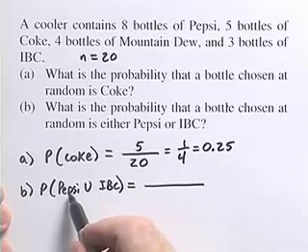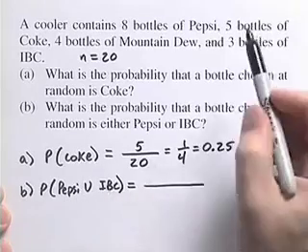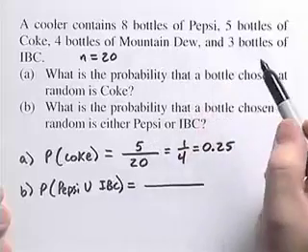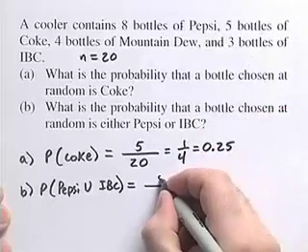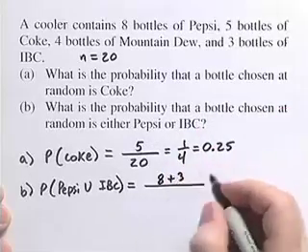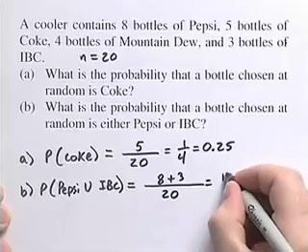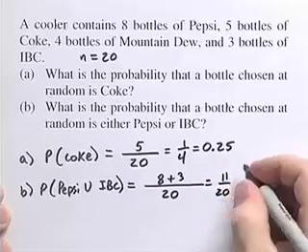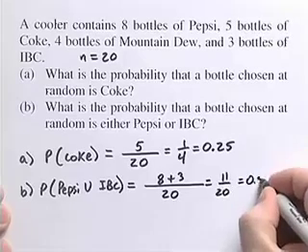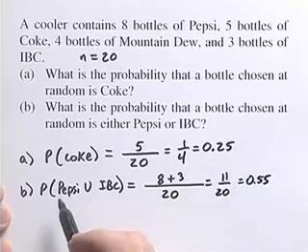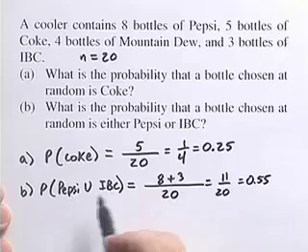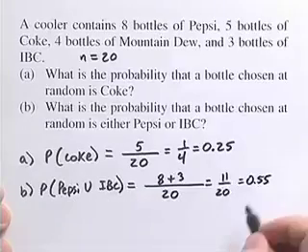So we just add up the number for Pepsi and the number for IBC. There are 8 bottles of Pepsi, and there are 3 bottles of IBC, so we'll have 8 plus 3. And again, there are 20 total bottles to select from. This gives us 11 divided by 20, which is equal to 0.55. So the probability that a bottle chosen at random is either Pepsi or IBC is 55%.